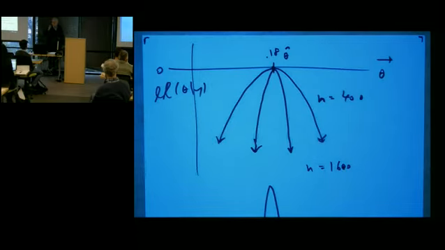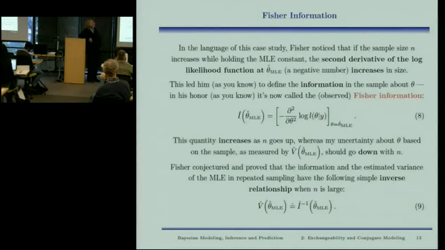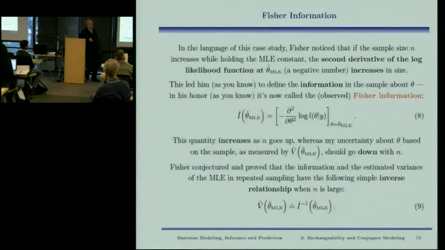So in the language of this case study, Fisher noticed that if the sample size n increases while holding the MLE constant, the second derivative of the log likelihood function, which is a negative number, increases in size. And this led him to define the information in a sample about theta under the Bernoulli sampling model. It's now called the observed Fisher information, which I'm going to call I hat evaluated at the MLE, minus the second derivative of the log likelihood function evaluated at theta equals theta hat MLE. And you saw that this quantity increases as n goes up. And that corresponds to having more information as the sample size increases. So that's a good name for it.